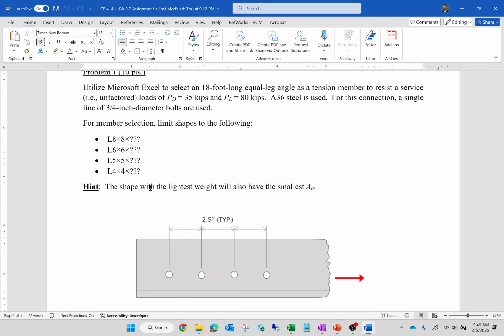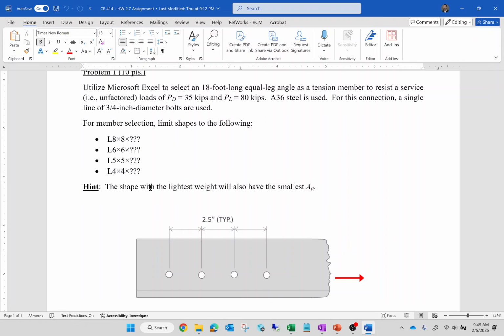The first thing is, let's take a W12 by 53 and a W8 by 58. How do you know which one's lighter? The second number, right? Angles don't have that. But one way you can check is that the shape with the lightest weight will also have the smallest gross area. So whichever shape has the smallest AG will be the lightest.